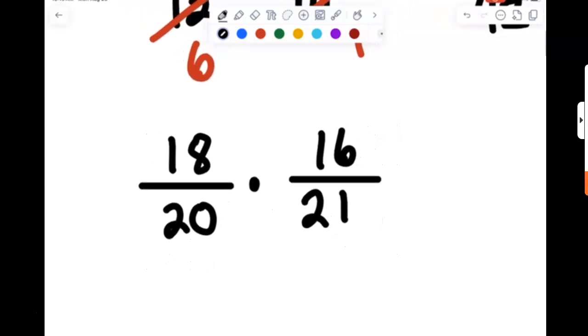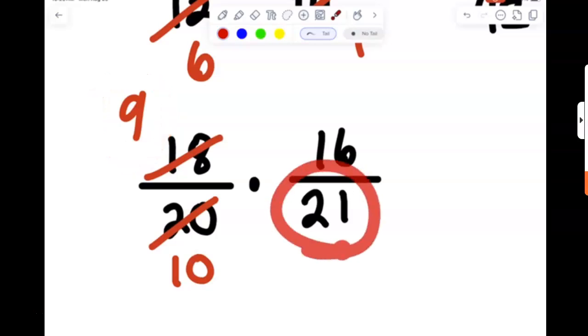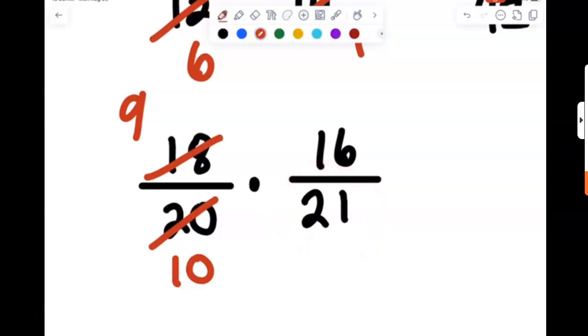So here I'm going to start this way and say I can take a 2 out of the 18. 2 goes into 18 9 times. And I can take a 2 out of the 20 to leave it with a 10. Okay. Now before I move on, for my 18, I now see that I have a 9 there and I have a 21 down here. Well, 3 goes into both those numbers. So divide a 3 out of the 9 and a 3 out of the 21.